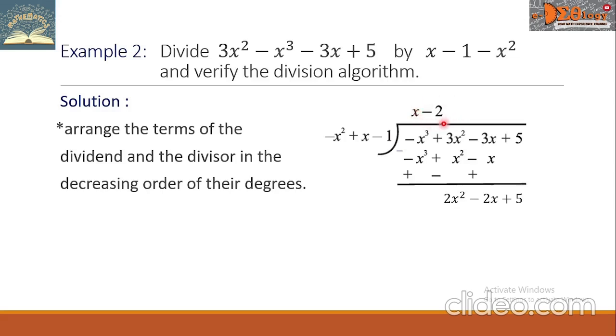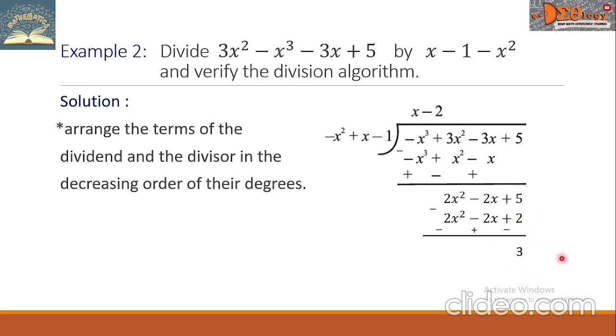Next, we multiply negative 2 to each of the terms of our divisor. So we have this 2x squared minus 2x plus 2. Then we subtract. Again, we change the sign of the terms of the subtrahend. This positive becomes negative, negative becomes positive, positive becomes negative. Then we add. The 2x squared plus negative 2x squared will cancel out. Negative 2x plus the positive 2x will cancel out also. Positive 5 minus 2, the answer is positive 3.